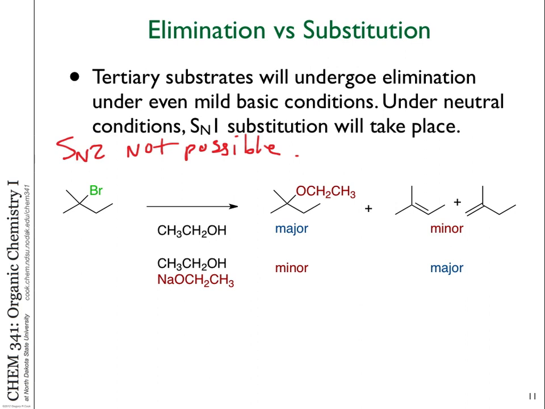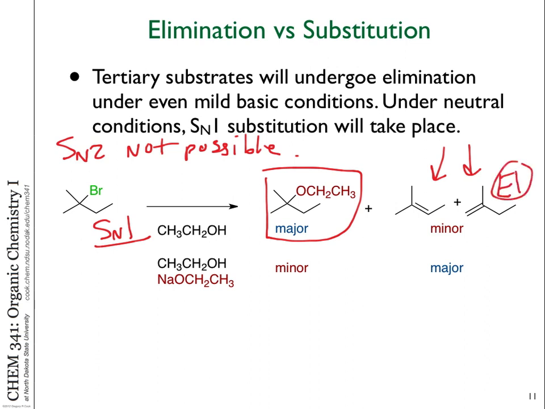Notice these conditions. If I just take this in methanol with nothing else present, just dissolve it in methanol and heat it up, what I get is a major product being the substitution product and a little bit of the double bonds. There's two possible isomers of the double bond as well, right? Depending on where you take the proton off of. So the major product in that case is the substitution by an SN1 pathway. Okay. These must be formed from an E1 pathway to give those two products.